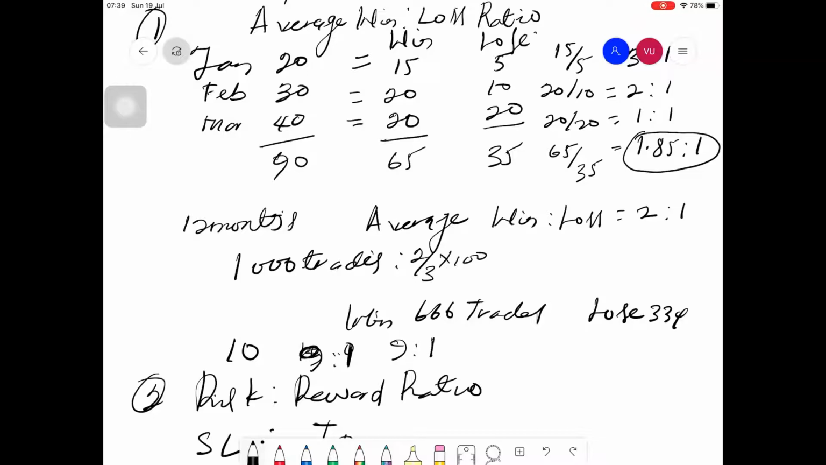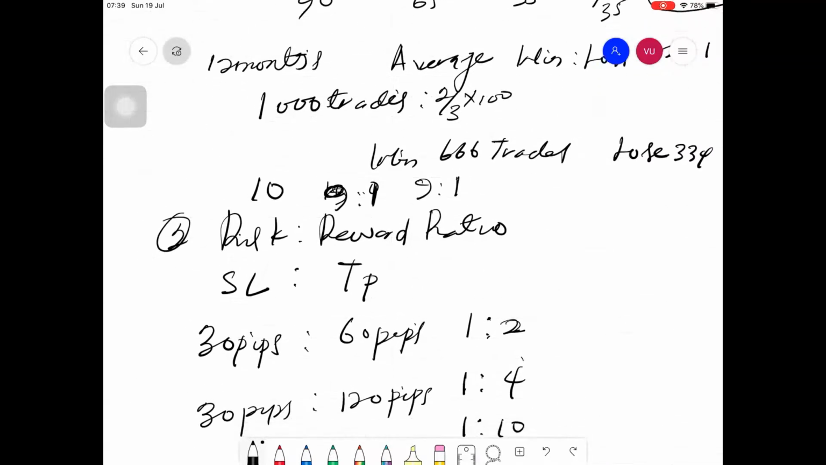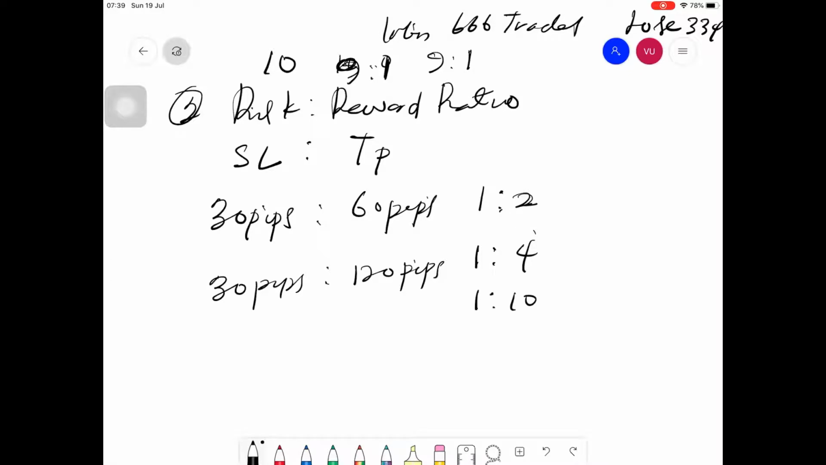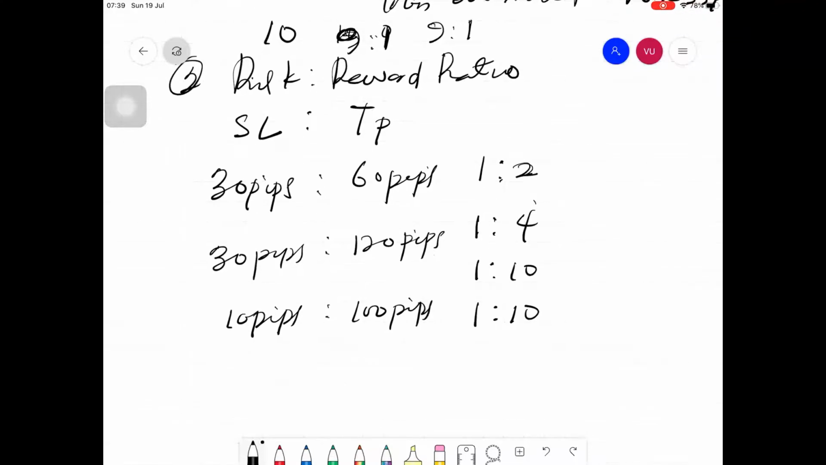Except you are a scalper. Scalpers have very, very poor risk reward ratio. So a scalper can use a stop loss of 10 pips and take a profit of 100 pips. Okay, so this is a risk reward of 1 to 10.